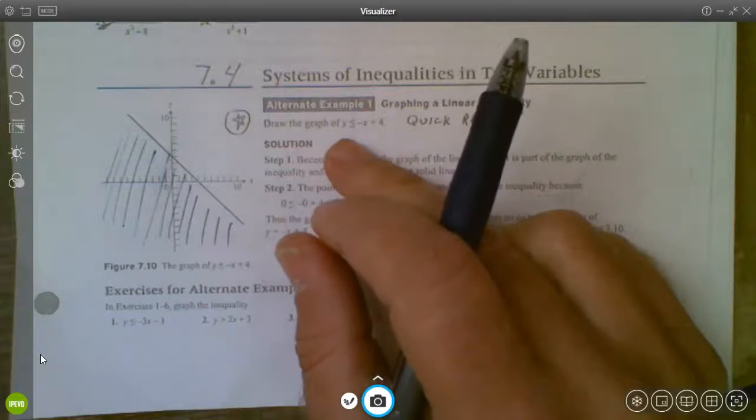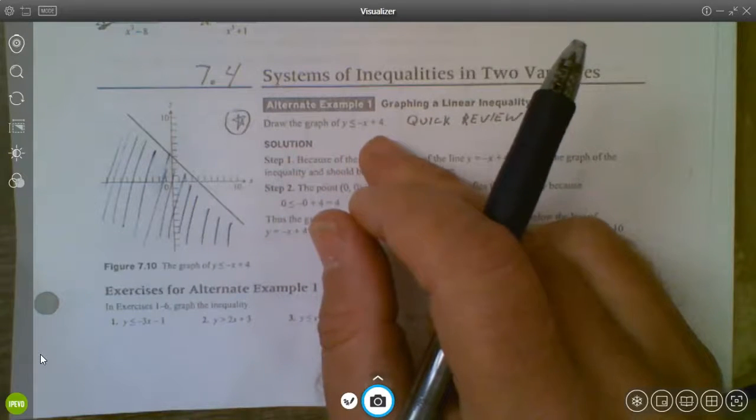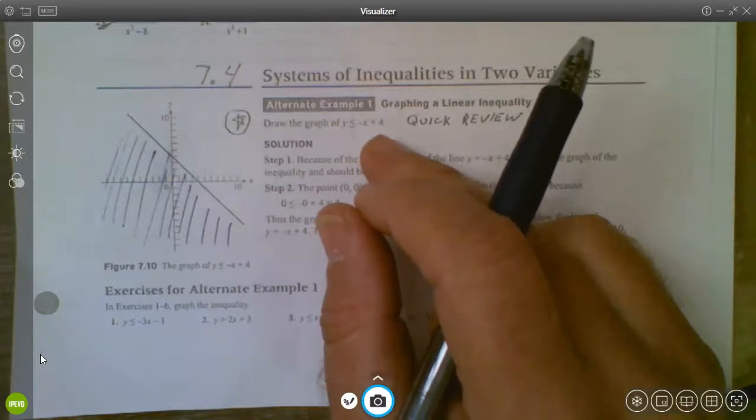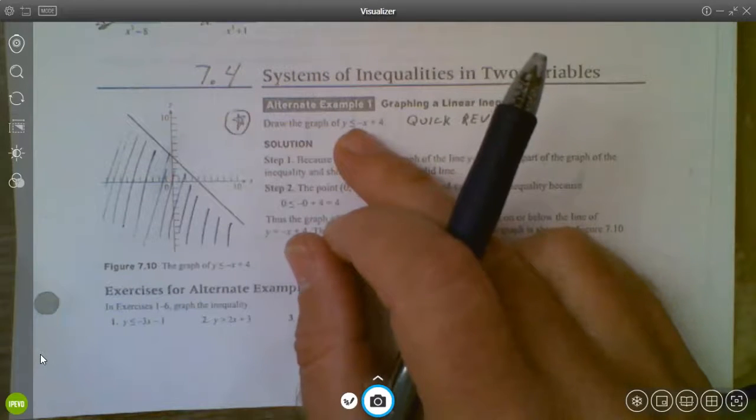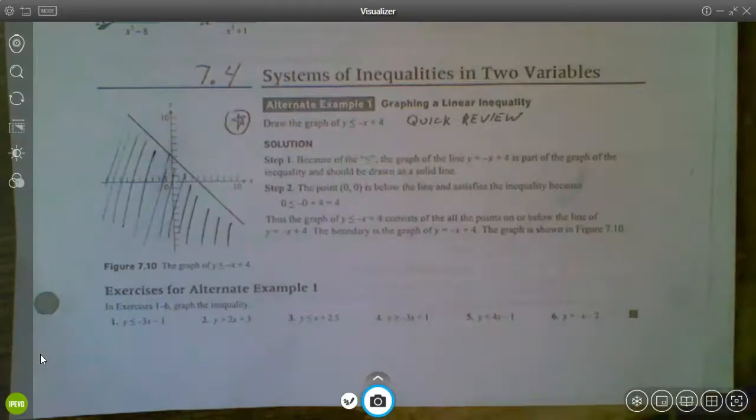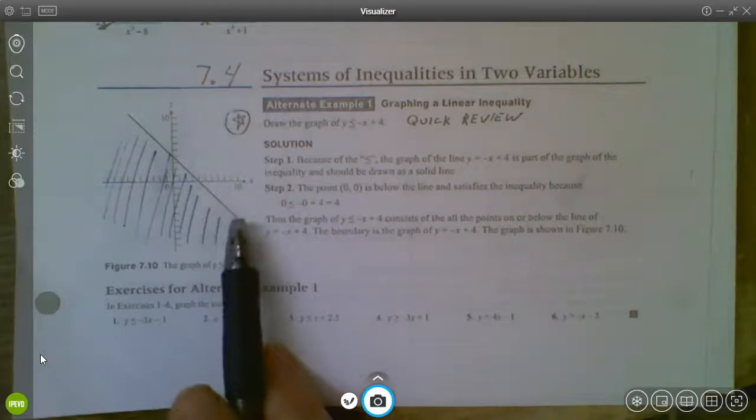If I give you the equation y equals negative x plus 4, and I just said graph it, you would be graphing a line. The y-intercept is positive 4, and you would be going down 1 over 1 for the slope. And so that's where they got the line that you see here.